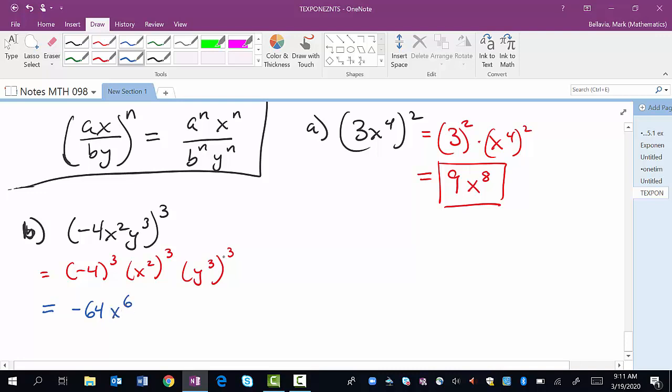And then y to the third, that's y to the 3 times 3, which makes it y to the 9th. And that's your answer. Be very careful here. Sometimes people see a negative in front and they try to move it to the denominator. Remember, you only move it to the denominator if it's a negative exponent. This negative in front is not an exponent. It has nothing to do with it. It's actually the sign of the number, so you leave it alone.